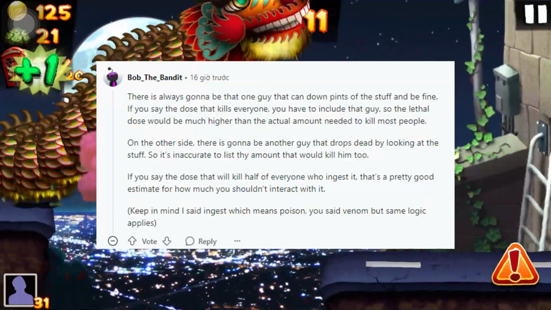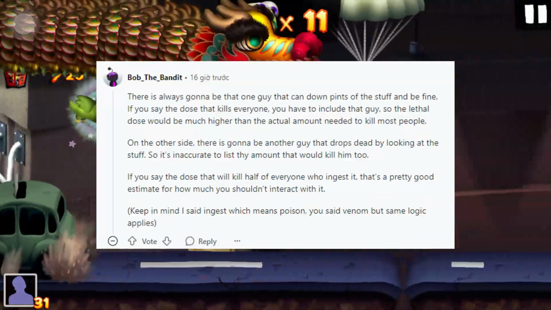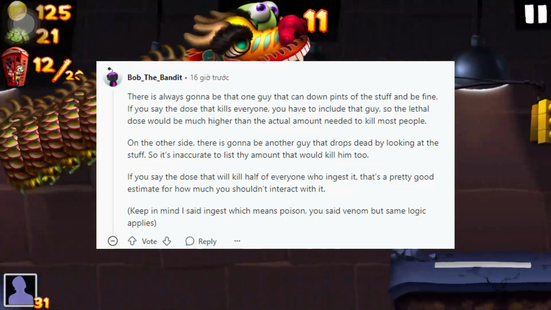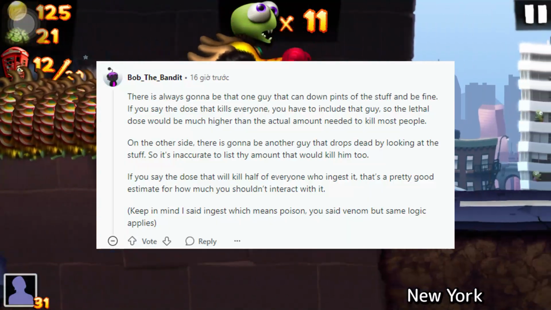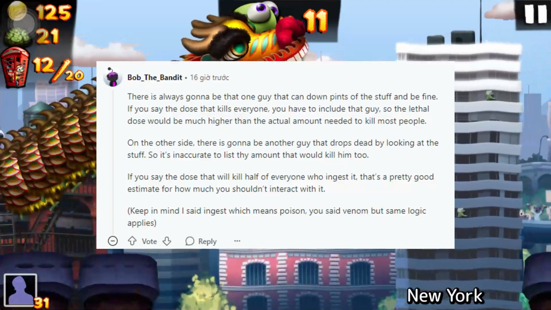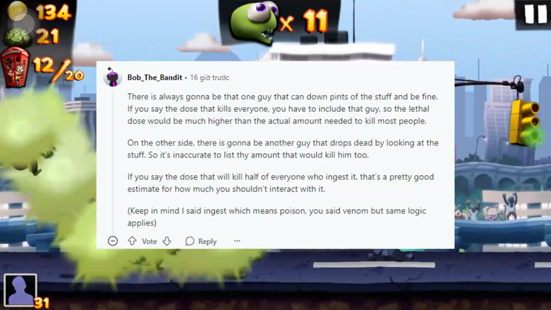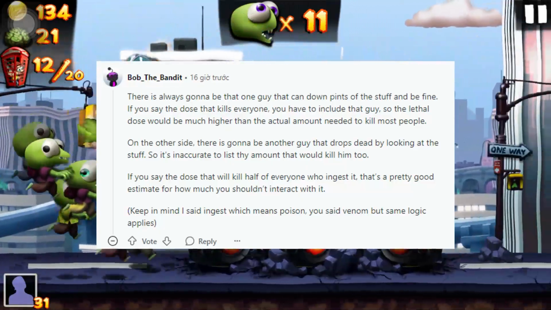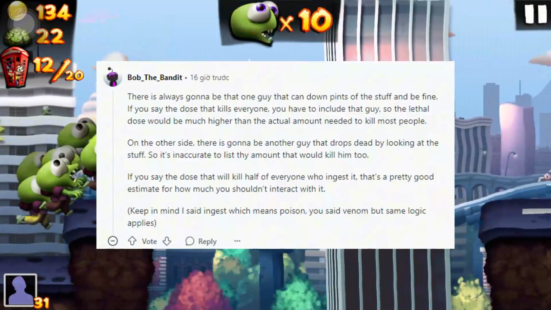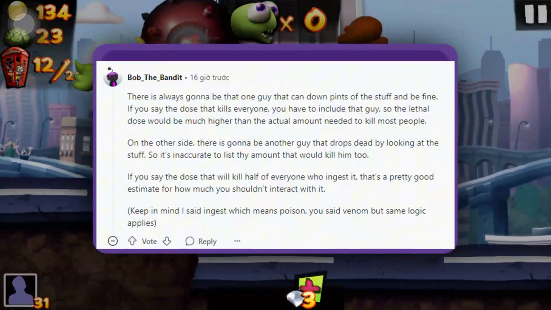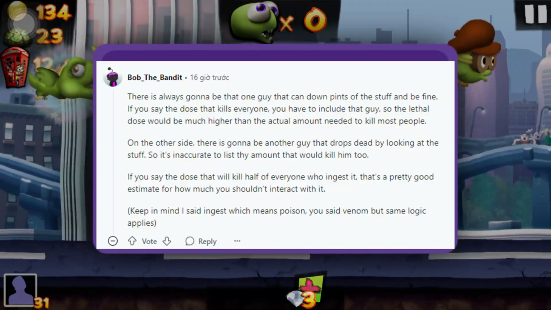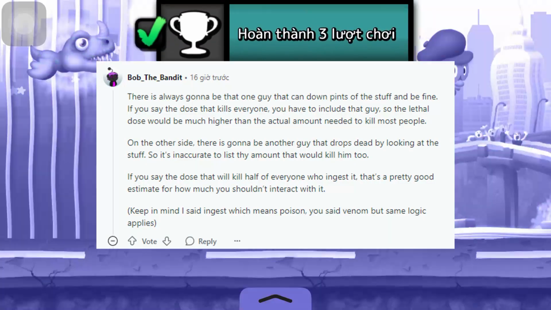There is always going to be that one guy that can down pints of the stuff and be fine. If you say the dose that kills everyone, you have to include that guy, so the lethal dose would be much higher than the actual amount needed to kill most people. On the other side, there's going to be another guy that drops dead by looking at the stuff. So it's inaccurate to list the amount that would kill him too.